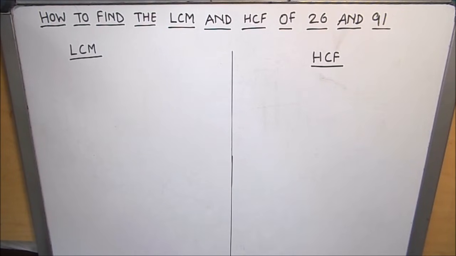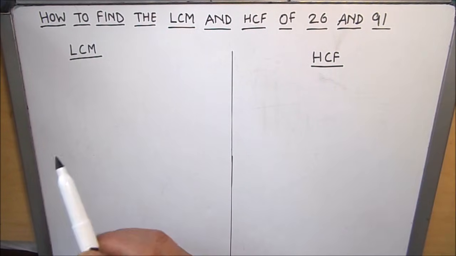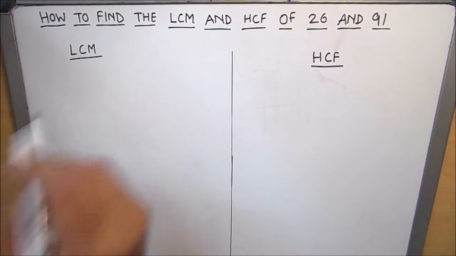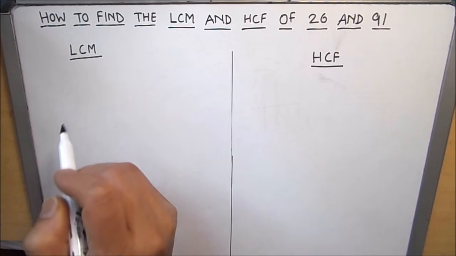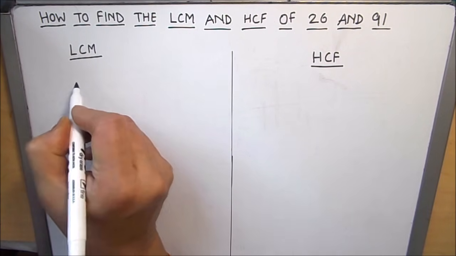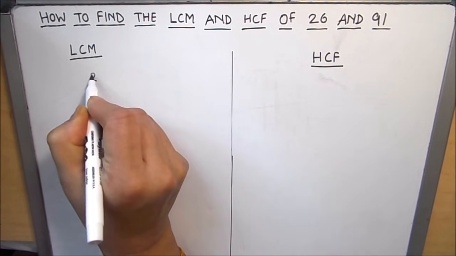Hello everyone, today we are going to learn how to find the LCM and HCF of 26 and 91. One is an even number and the other one is an odd number. First we will find the LCM of the two numbers. For finding the LCM we can use the factor tree method or the division method. Here I am using the division method. So first we will find the factors of 26 and 91.